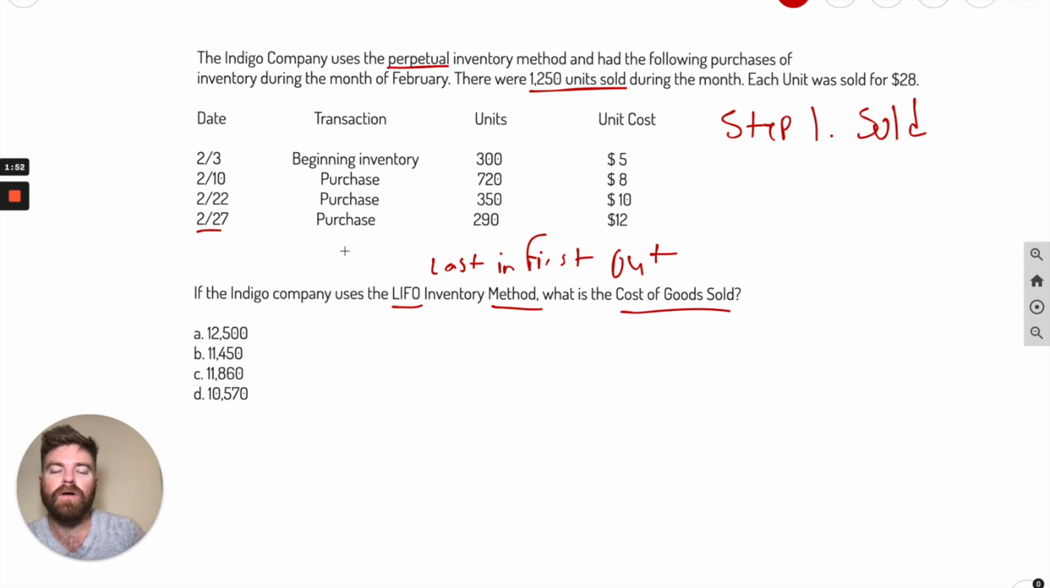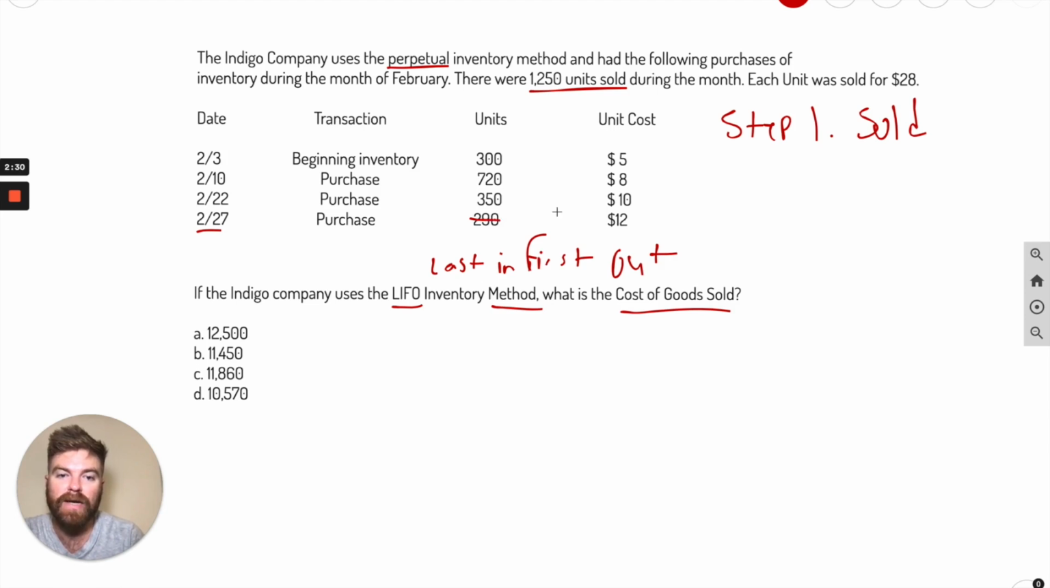But if it were staggered sales throughout, meaning they got some inventory, then made a sale, and then had more inventory and made another sale, that would change things. But in this problem, no. So we have to worry just about 1,250 units sold. So step 1, figure out what's sold: 1,250. Now we have to go back, look backwards, and find the most recent purchases and assign them to cost of goods sold. If you look at the dates, the 27th of February is the most recent.